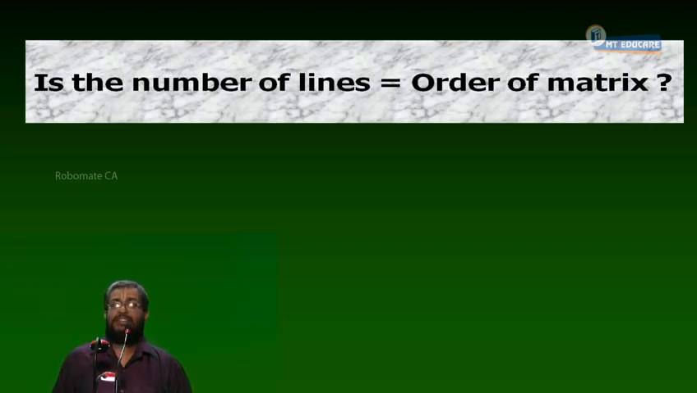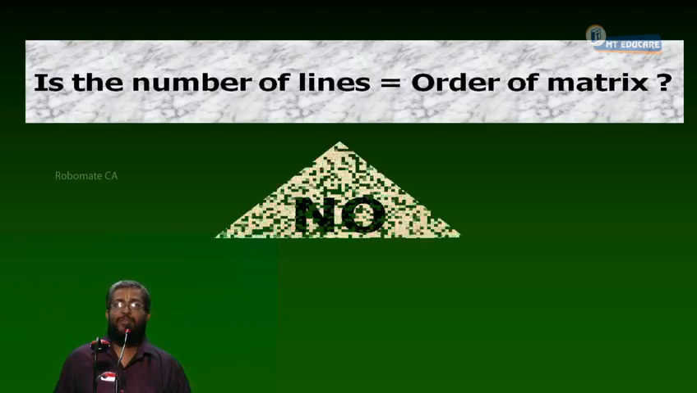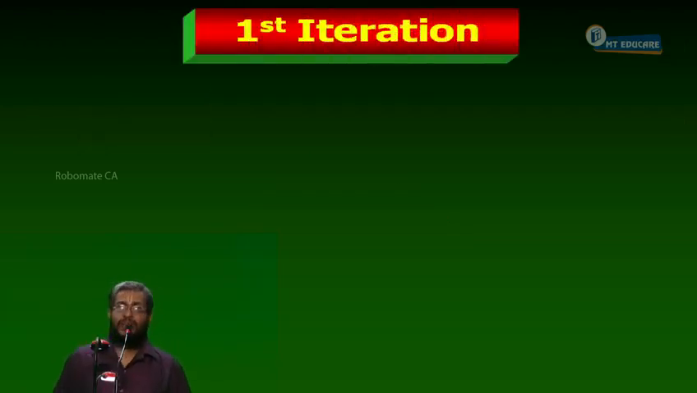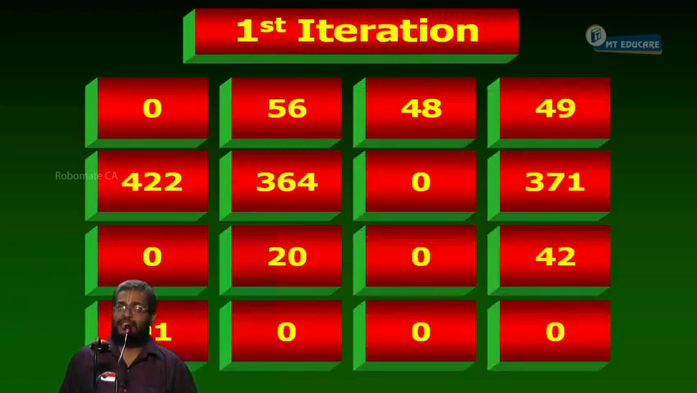Shall I proceed or not? Next. Step 3 or step 4 or step 5? Step 5. Improvement 1. What we discussed, I only wrote here, that matrix. Left to right, I am reading 0, 56, 48, 49; 422, 364, 0, 371; 0, 20, 0, 42; 91, 0, 0, 0.